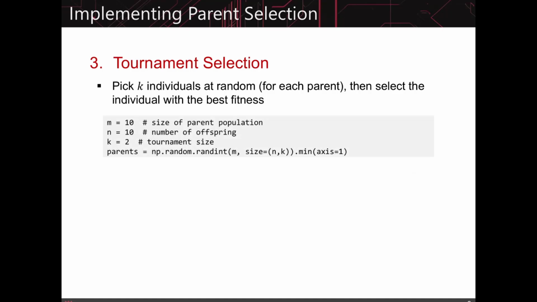Here's what the code looks like. So as a reminder, mu, or m here, is the size of our parent population. These are the individuals that could be picked as parents.